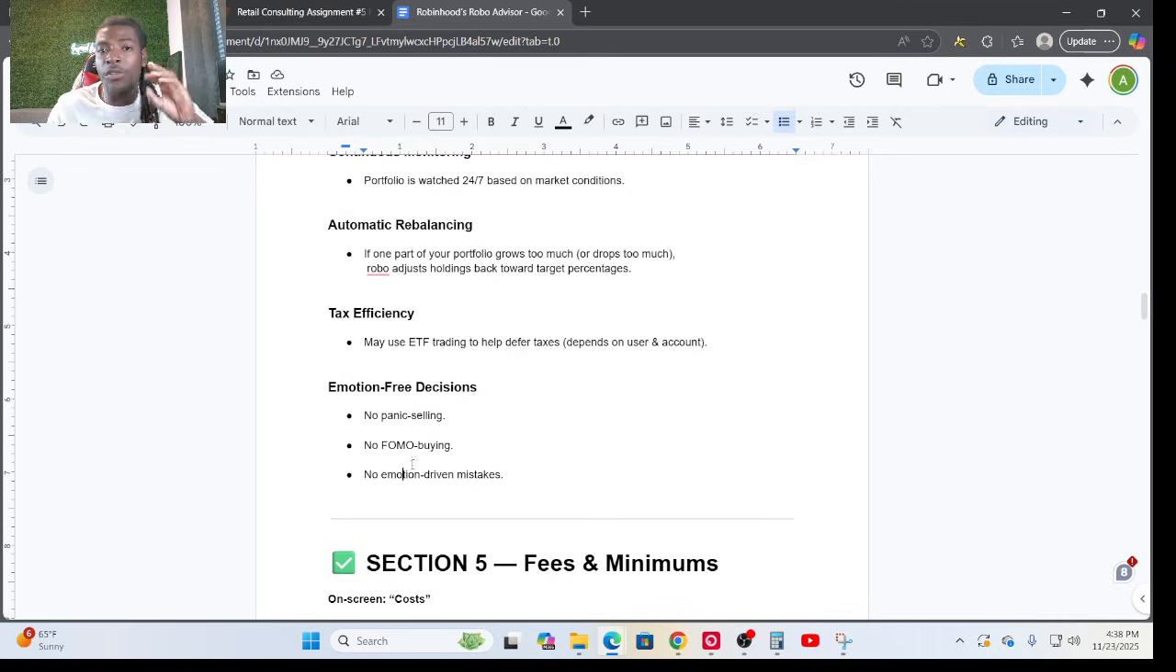You guys can still sell your portfolio. Do not think that just because you put your money in here, it's locked away just like a Roth IRA. You can still sell.